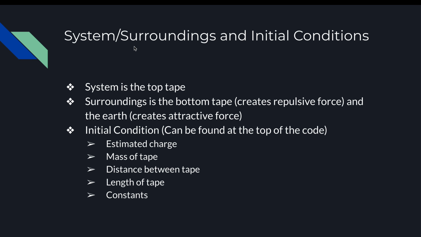Alright, systems and surroundings. The system is the top tape. The surroundings are the bottom tape and the Earth, which creates an attractive gravity force, and the bottom tape creates a repulsive force. Initial conditions are set in the Glowstrip computational code, and I calculated the estimated charge, the mass of the tape, distance between the tapes, length of the tape, and constants.